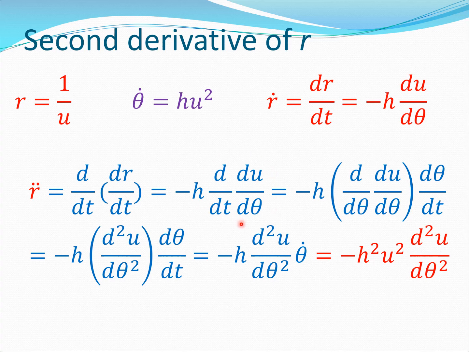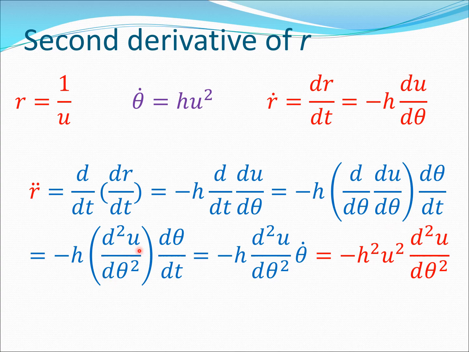Now I take this equation, I put the minus h outside, and I write it in this manner. Essentially what I do is I bring the du by d theta, I put d by d theta, and I put d theta by dt. So this d theta would get cancelled, and this would be d by dt. So these two expressions are exactly the same. Now I take a look at this equation and I immediately realize that this is nothing but the second derivative of u with respect to theta.